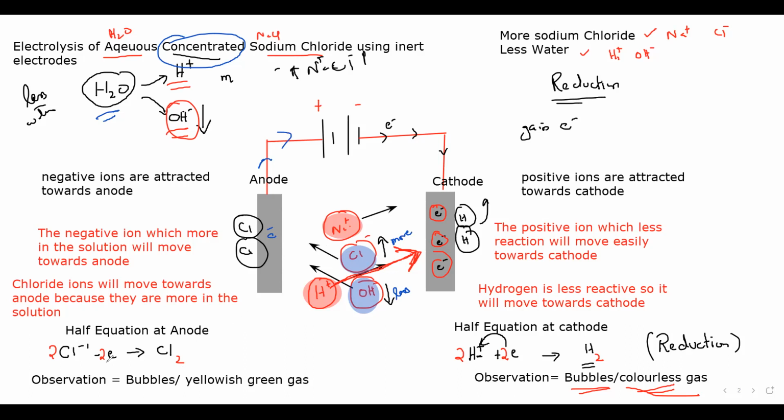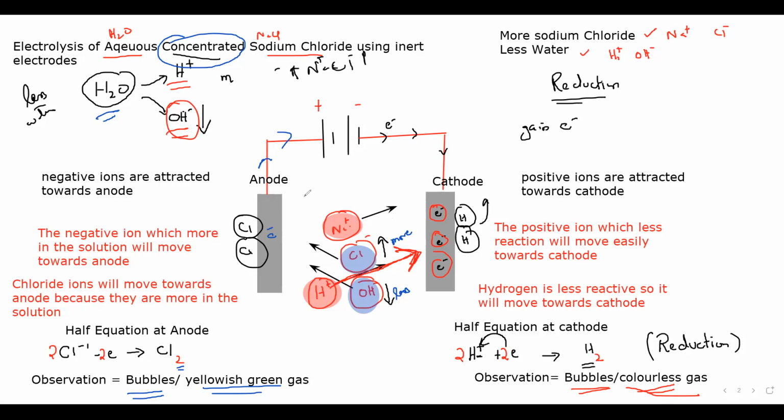So two chloride ions lose 2 electrons and turn into a chlorine molecule. What is the observation when chlorine gas is there? You can say bubbles or you can say a yellowish green gas. Is it clear till this part?